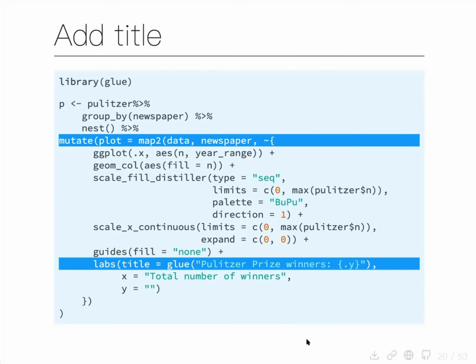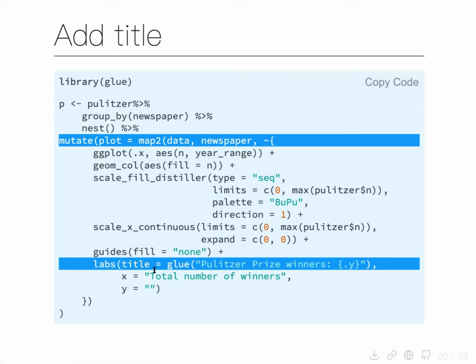Now we're going to add a title. We're going to change the title here. And again, I got some weird formatting here. I'm going to now do map2 instead of map, and I'm going to loop through with the data and the newspaper. The data part is going to be the exact same as before.